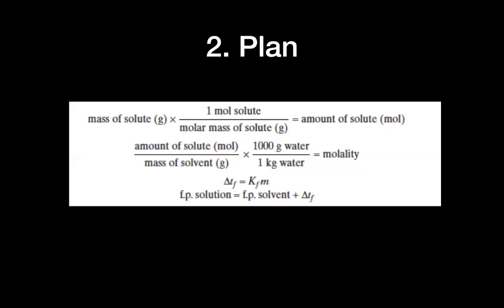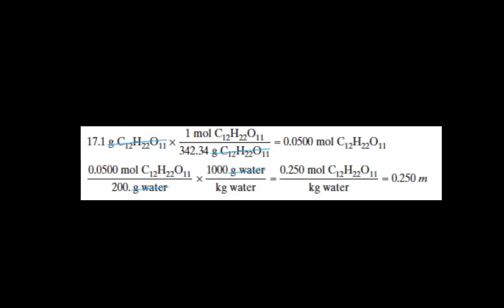So here's the plan. We're going to change the mass of the solute using molar mass to get the amount of solute in moles. We're going to then calculate molality, and then we're going to use delta TF equals KF times m. We're going to find the freezing point of the solution by adding the freezing point of the solvent plus delta TF. Again, for water, this number here is 0. So whatever delta TF is, that will be the new freezing point for the solution, right? That's why we use the word solvent versus solution. So let's go ahead and calculate.